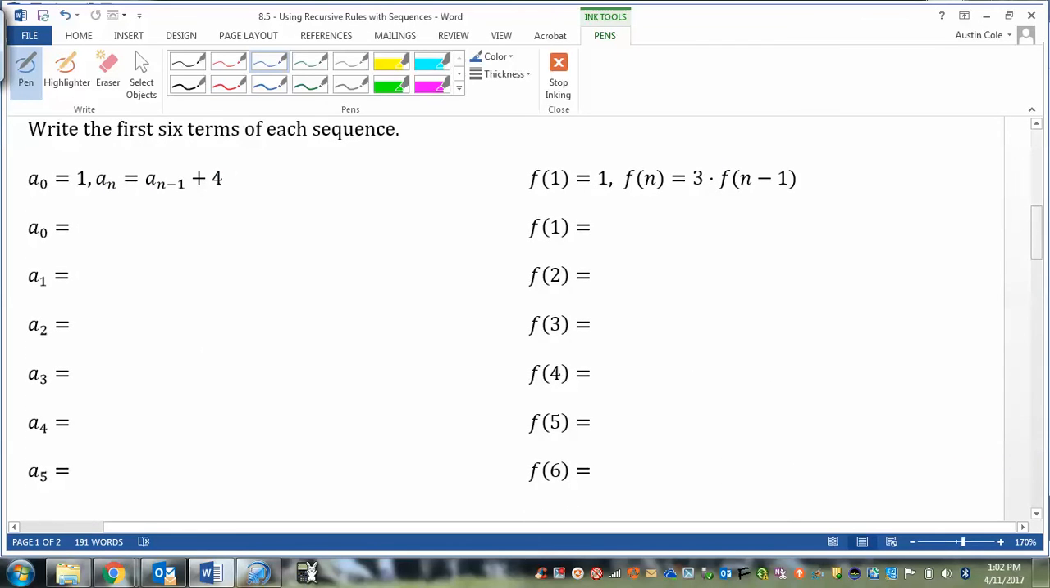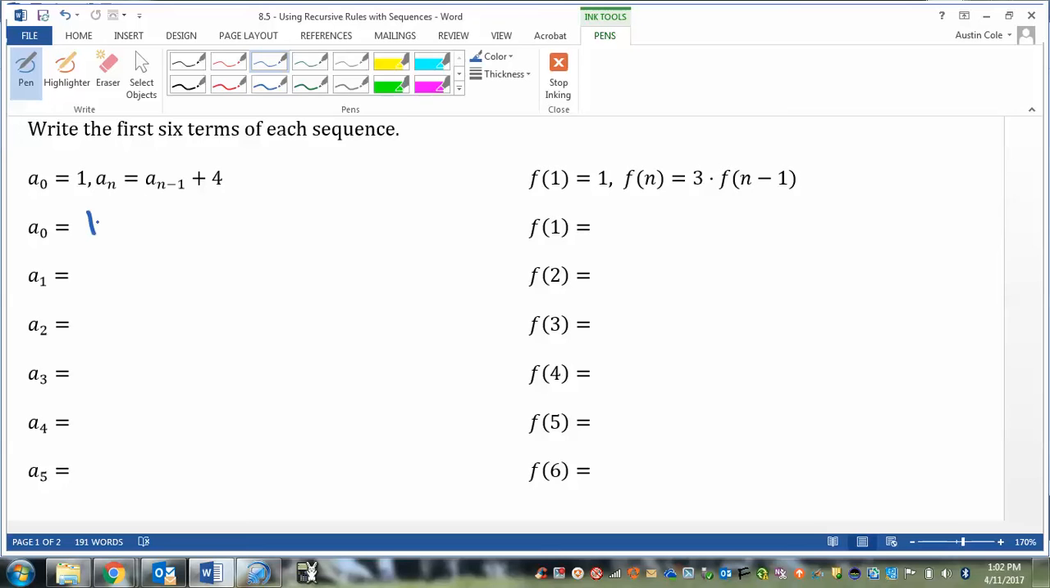Okay, let's look at one. We want the first 6 terms of this sequence, okay? A sub 0 equals 1. We already know the first one, right? We can just fill that in. With recursive sequences, a lot of times you'll see this a sub 0 notation just because, for a sub 1, don't you have to have 1 before it? Yeah, okay? So that's really just our first term.